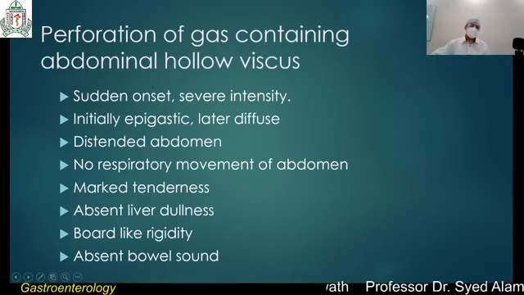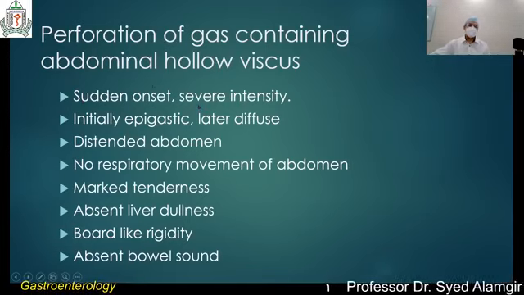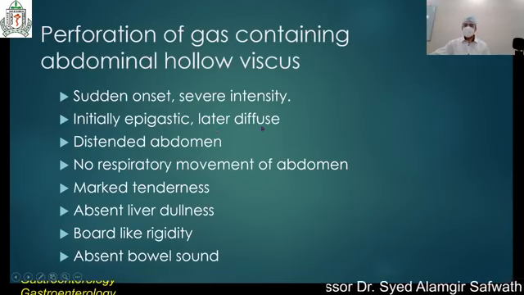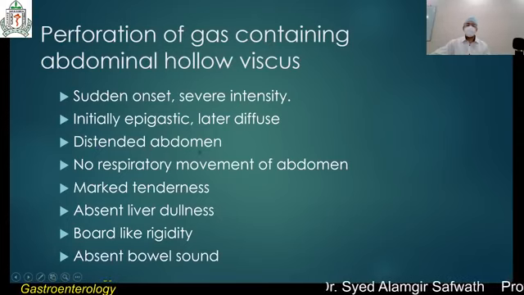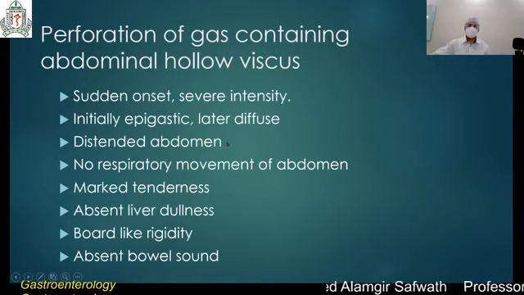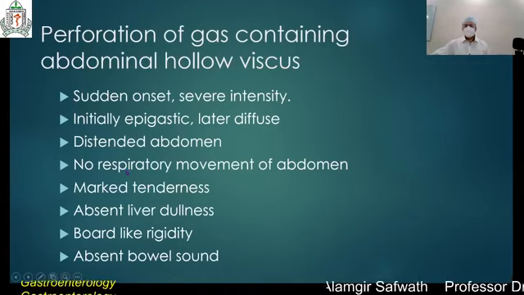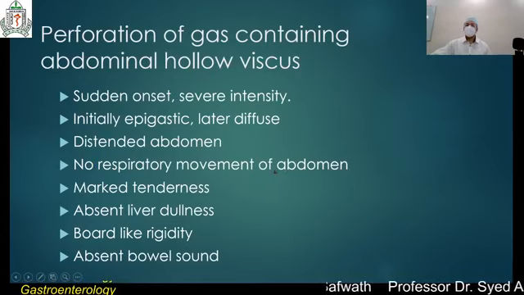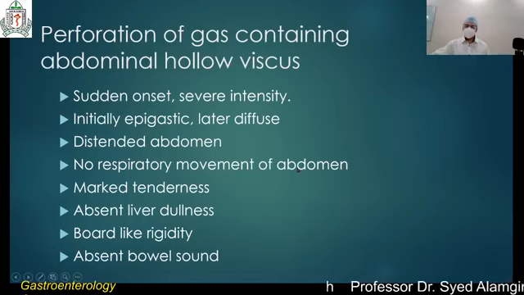So it is sudden onset. The onset is sudden and severe in intensity. Initially, it is in the epigastric region, but later it becomes diffuse. Starting from the epigastrium, but it becomes diffuse. Abdomen becomes distended because the patient develops paralytic ileus. So gradually the abdomen becomes distended. The patient stops the respiratory movement of the abdomen due to severe pain. So no respiratory movement of abdomen. There is thoracic type of respiration, no thoracoabdominal type of respiration.